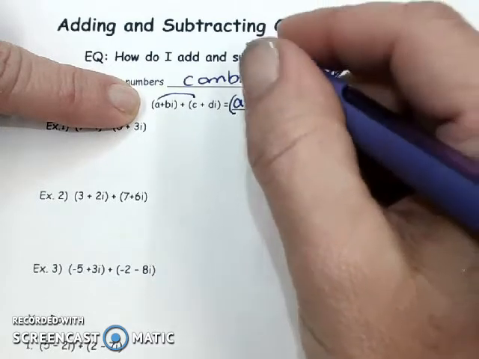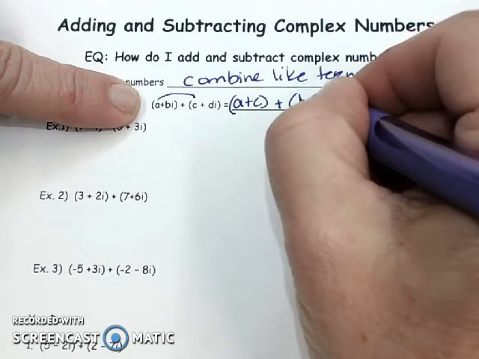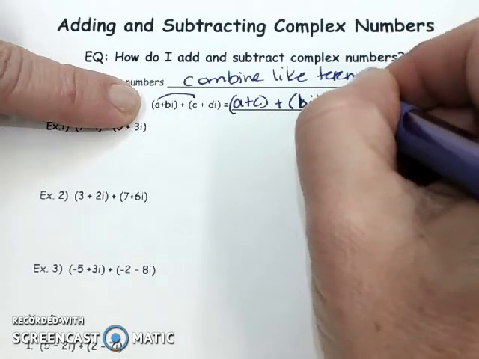Did I do the wrong thing? No, I didn't. I'm sorry. So I'm going to put these numbers together.